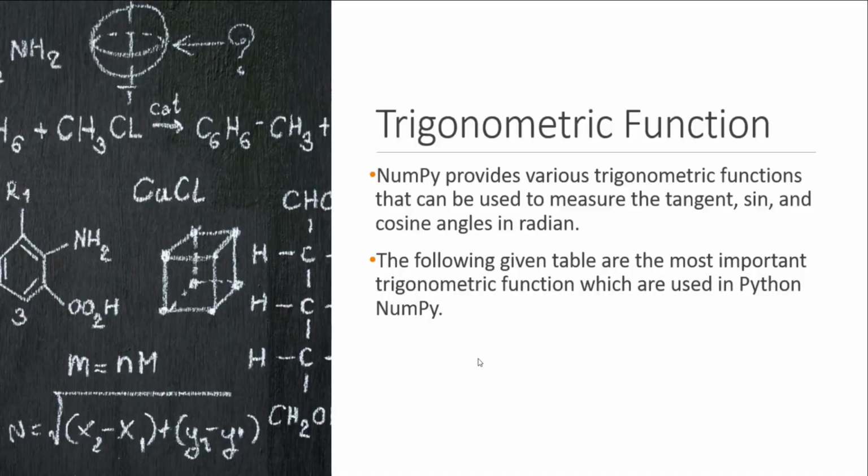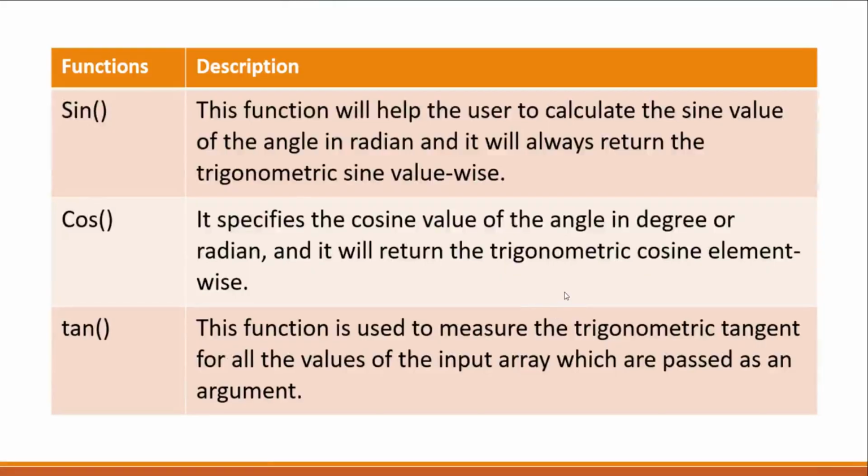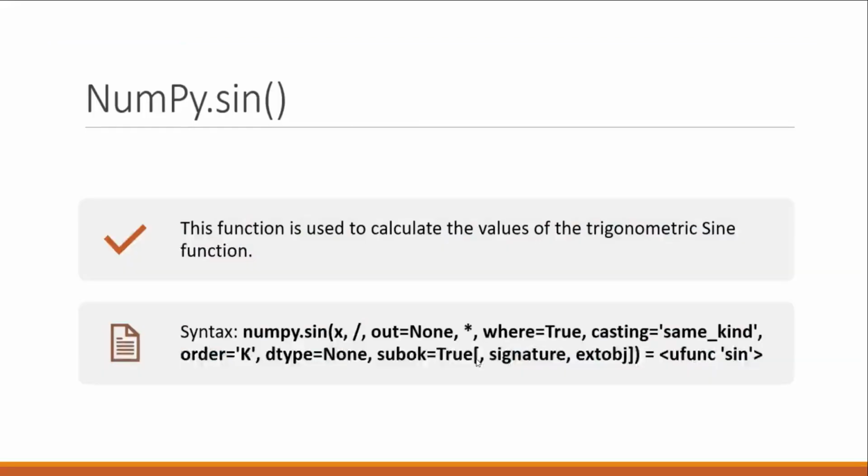Now we will understand the trigonometric functions which are used in Python NumPy. The following table lists the most important trigonometric functions used in Python NumPy. Our first function is the numpy.sin function. This function is basically used to calculate the values of the trigonometric sine function, and it will return the sine value of the angles in radians or degrees. You must multiply the angle with np.pi divided by 180. In Python, np.pi will return the value of pi, which is 3.14.